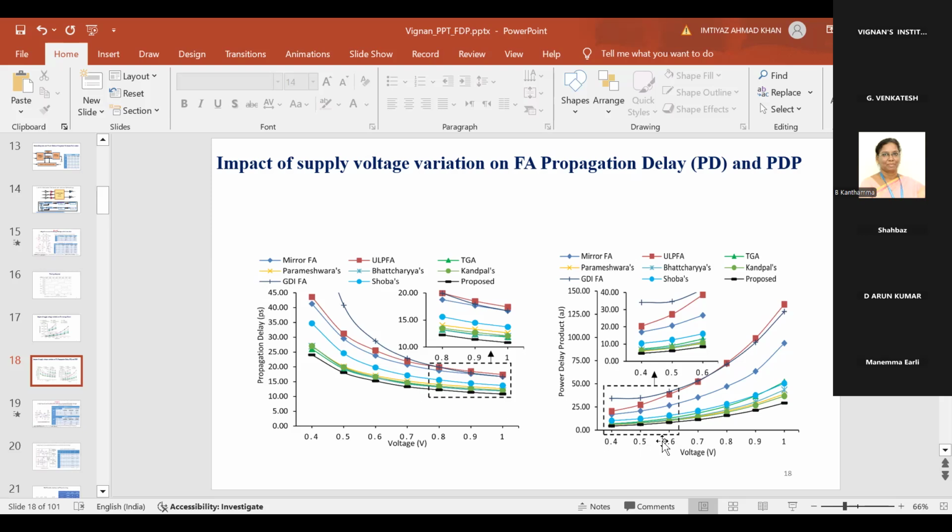And the same thing is for PDP, the power delay product, energy consumption. When input is 0, the input is low, but when power is high, the output will be slightly high. Okay.